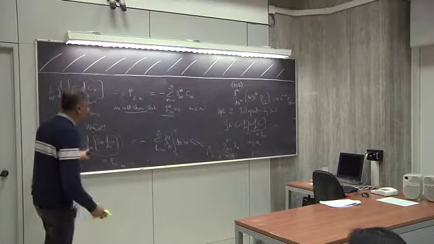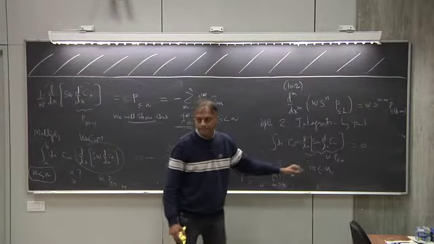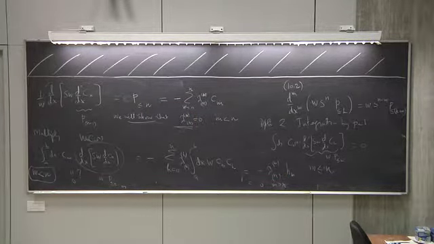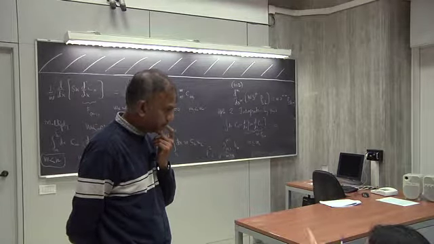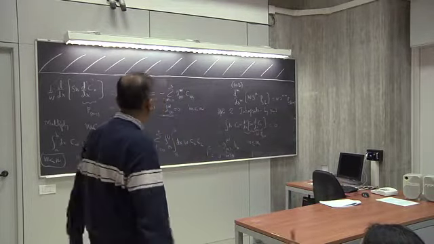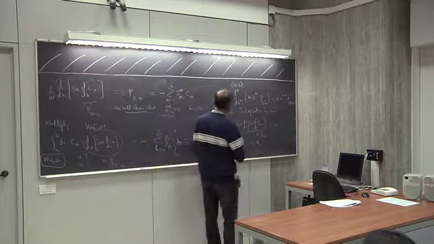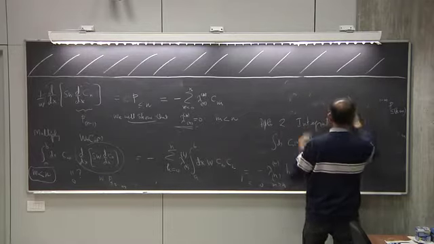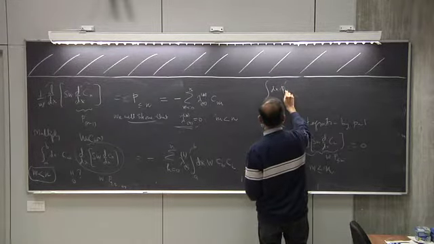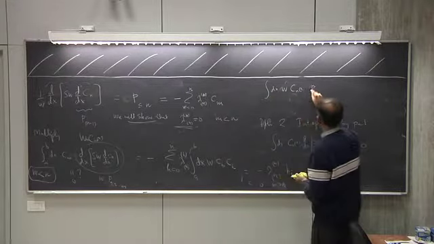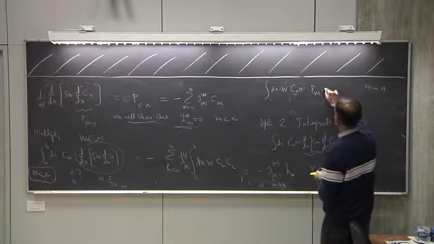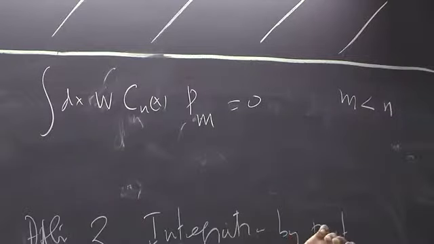From here going to here, I just did the integration by parts. Let me repeat again. What we proved in proving the orthogonality was the following. We proved that the integral dx Cn(x) w times any polynomial of degree m, where m is less than n, is equal to 0.